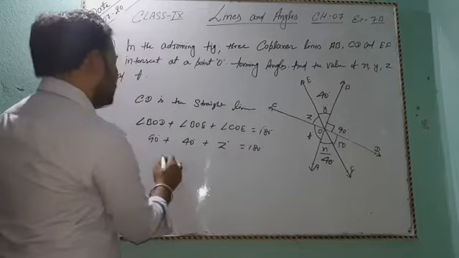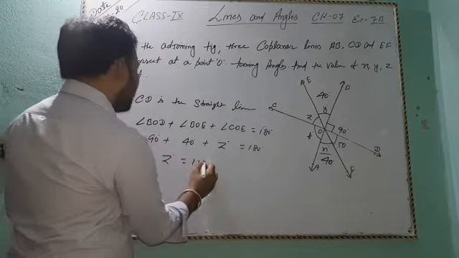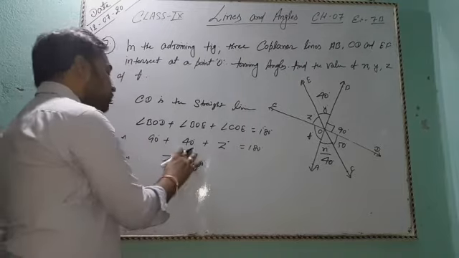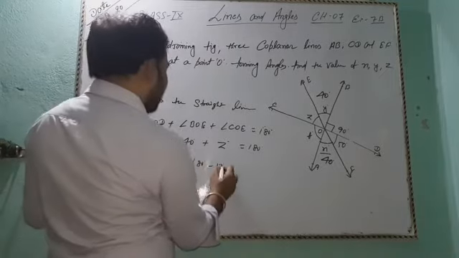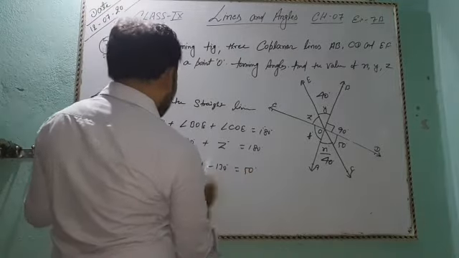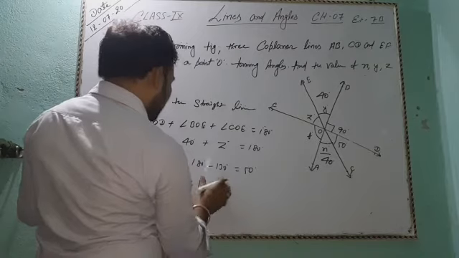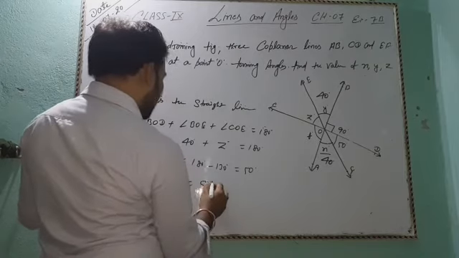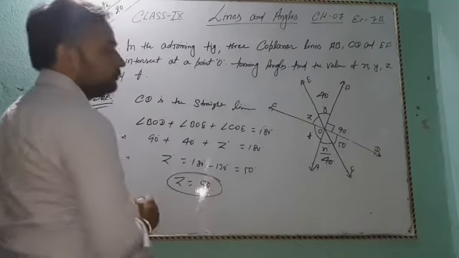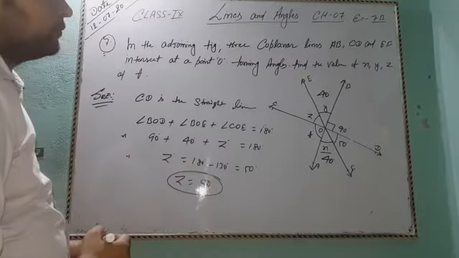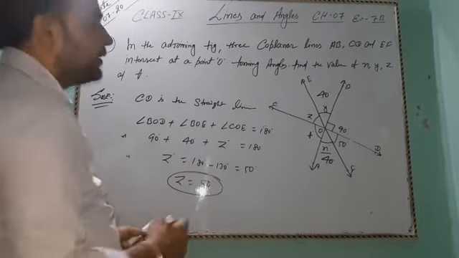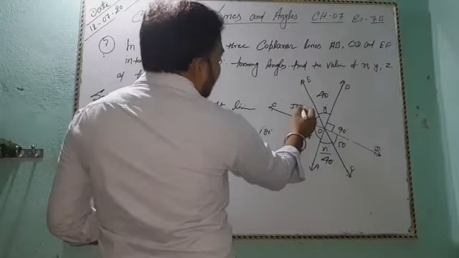Okay, so Z equals 180 degrees minus 90 plus 40, which is 130, so 180 minus 130 equals 50 degrees. So Z equals 50 degrees. Okay, Z equals 50. So the value of Z is 50 degrees.